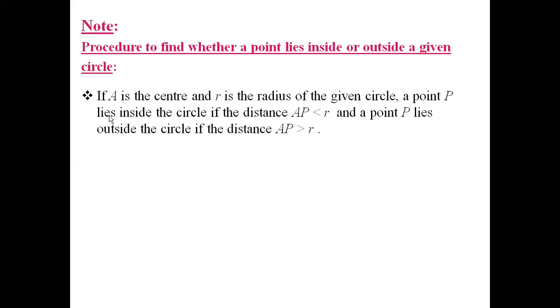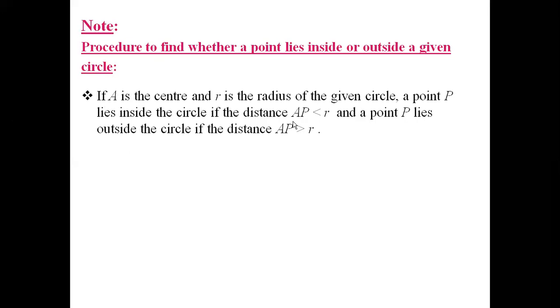So let us understand the procedure to find whether the point lies inside or outside the given circle. We assume that A is the center of the circle and R is the radius. Then the point z = a lies inside the circle if the distance AP, where the point we recognize from z = a, and capital A is the center of the circle.